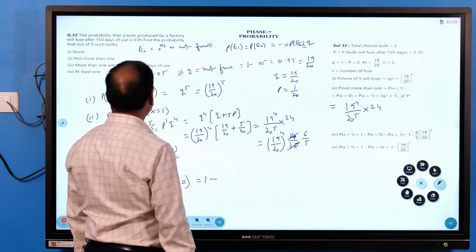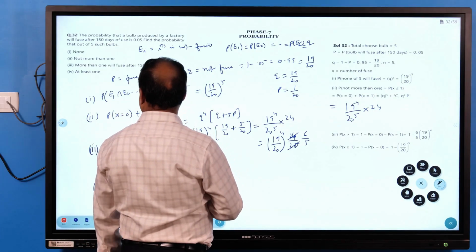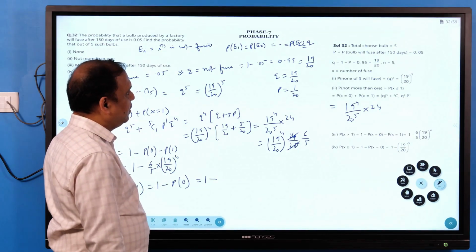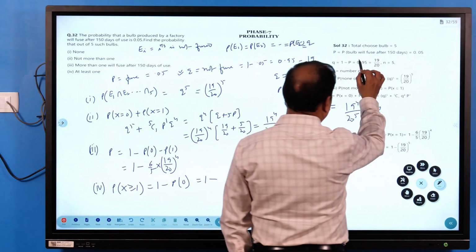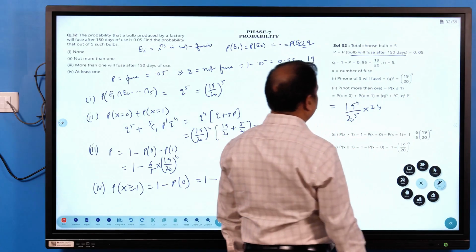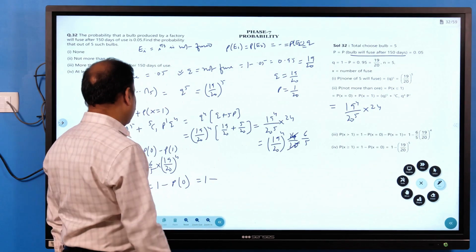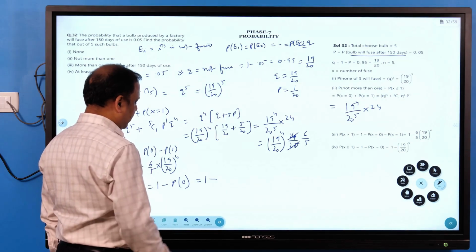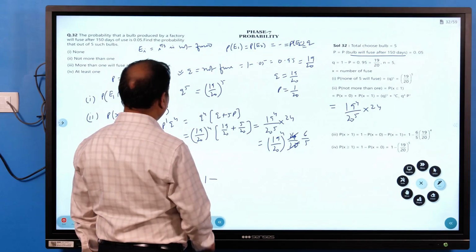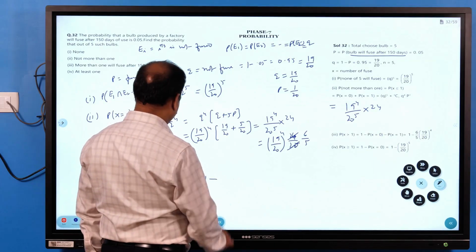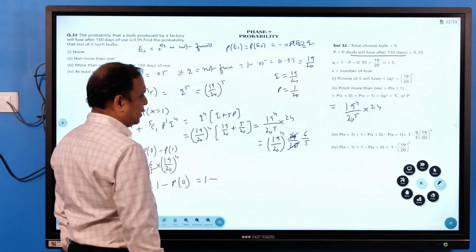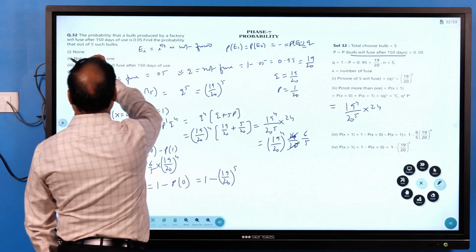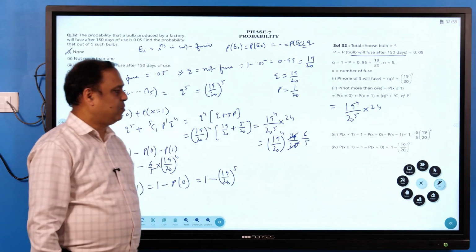So at least 1 will not fuse, so 1 minus at least 1 will fuse. The bulb will fuse after 150 days. So probability of at least 1 will fuse, at least 1, so 1 is included, greater than or equal to 1. So 1 minus probability of 0. How much is the probability of 0? First case, 19 upon 20 raised to power 5. That was the first case, none. So this will be the answer of these questions. Thank you.